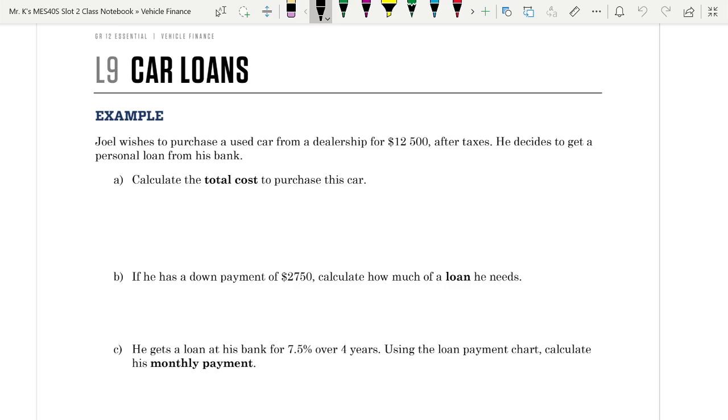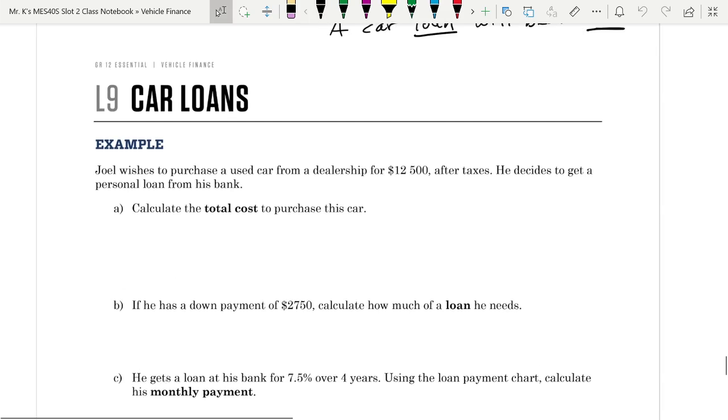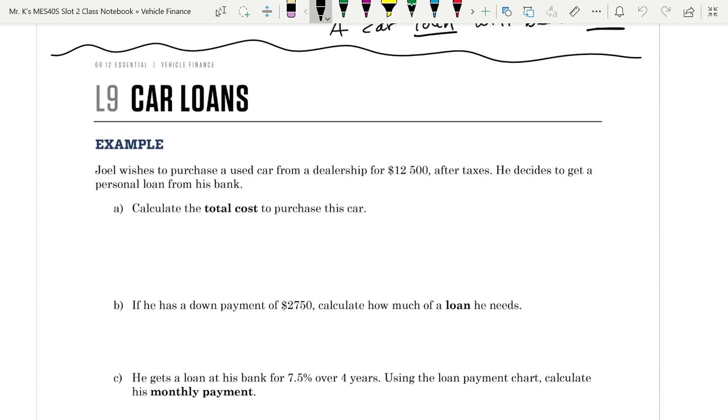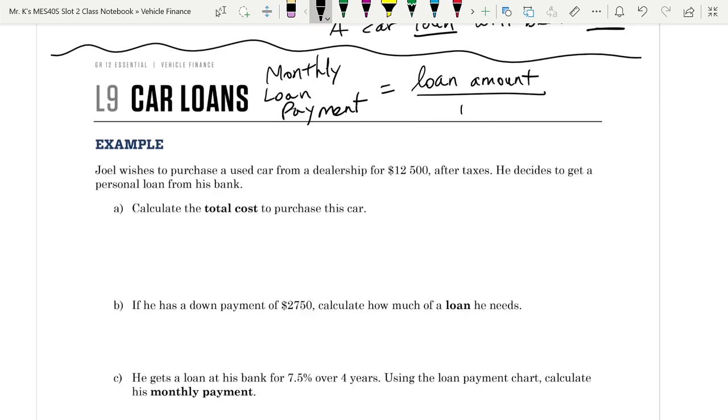So hang on a sec here. All right, first of all, we have a new formula we need. I'll stick it up top here where I have some room. So here's our new formula. The formula is monthly loan payments are equal to the loan amount divided by 1,000 times, I'm going to call this the table value.